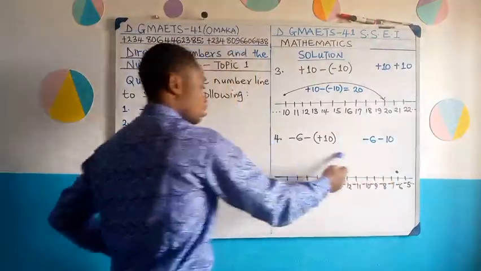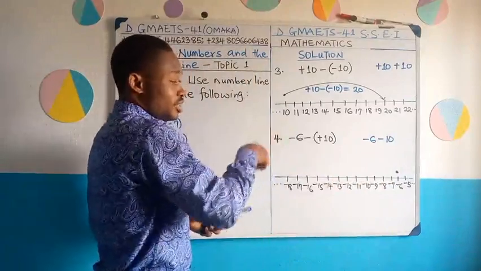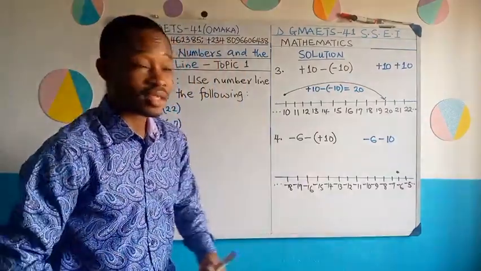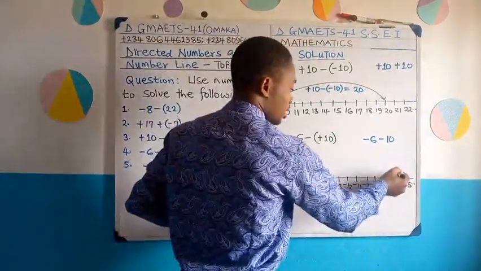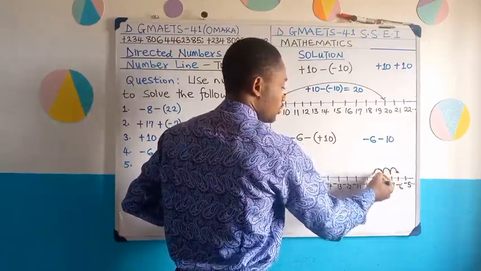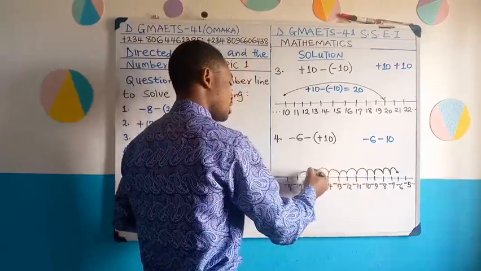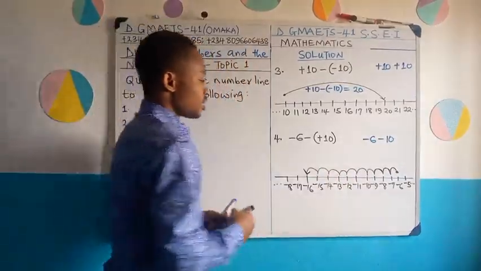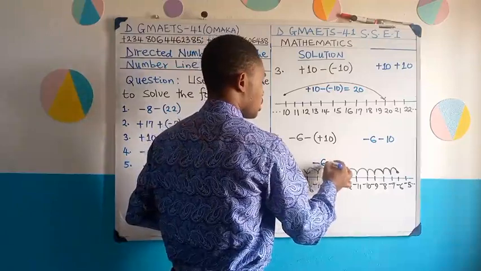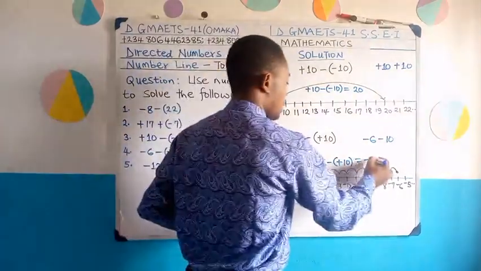If I like, I can draw my line straight to this minus 16. If I don't like, I can use the wavy curve. Let me use the wavy curve this time around. It's your choice, whichever one you want to use. So we go this way. 1, 2, 3, 4, 5, 6, 7, 8, 9, and 10. That's it. So I can now write the answer on top. Minus 6 minus bracket plus 10 took me to minus 16. And that is the answer.